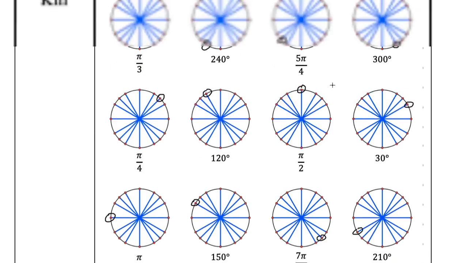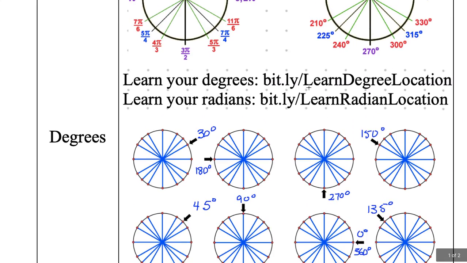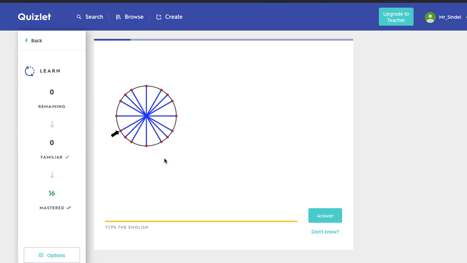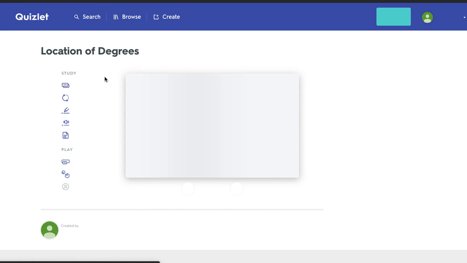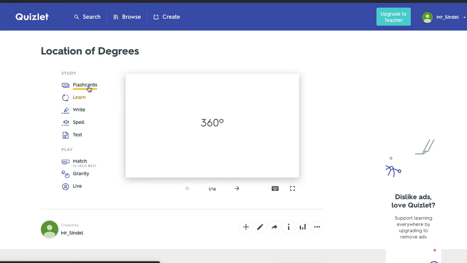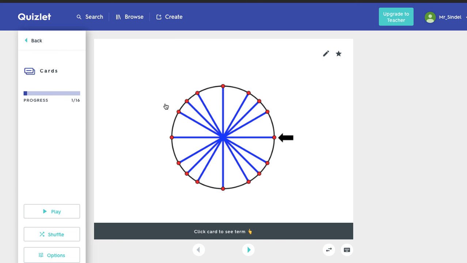hugely, hugely memorization. So now that you've finished the notes, you need to come and learn them with the flashcards. So after you do these flashcards for the radians, come back here, hit back. Well, I'm not going to show you, but I just do the flashcards for both the radians and for the degrees. Learn them as well as you can, and then after you learn them, do the match activity to get a high score.